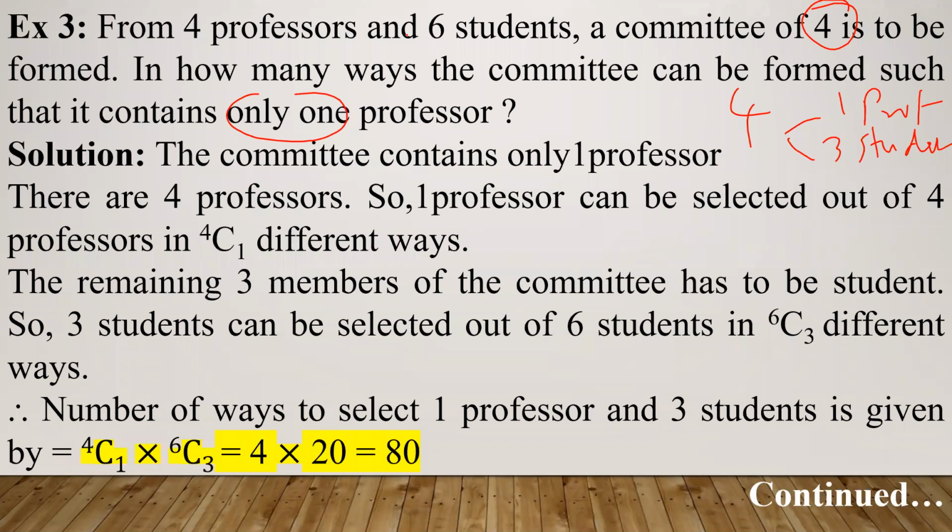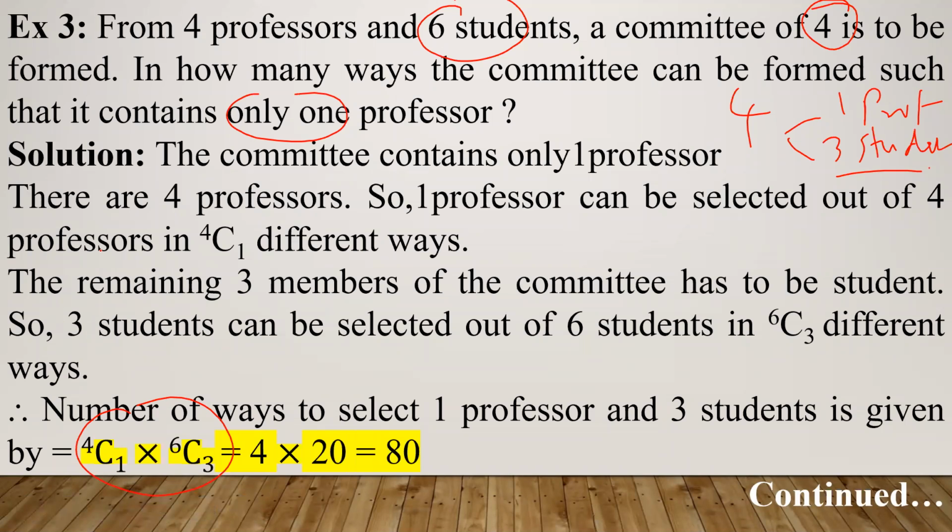So out of 4 professors, the committee should contain only one professor. So that can be selected in how many ways? 4C1 different ways. Okay, and 3 students it should select. And how many students are there? There are 6 students, and you have to select 3. It can be done in how many ways? 6C3 different ways. So the total number of ways to select one professor and 3 students will be 4C1 into 6C3. Look here. And then you calculate 4C1, calculate 6C3, put the values, multiply, and you will get the answer.